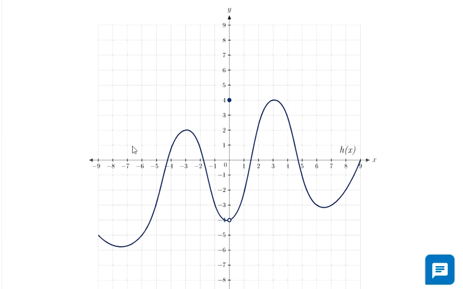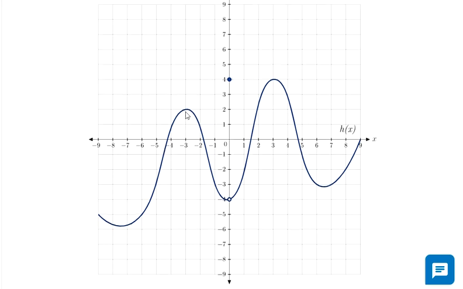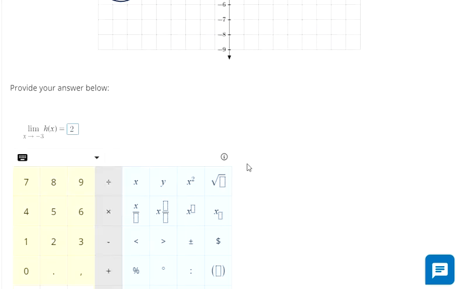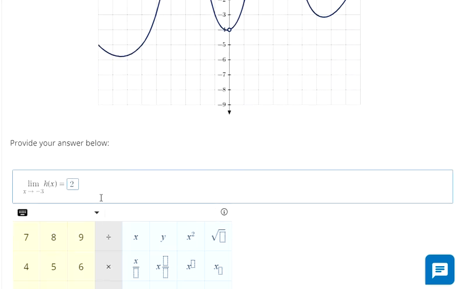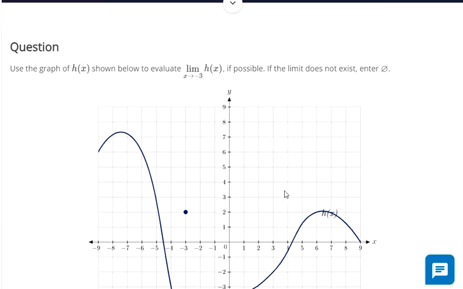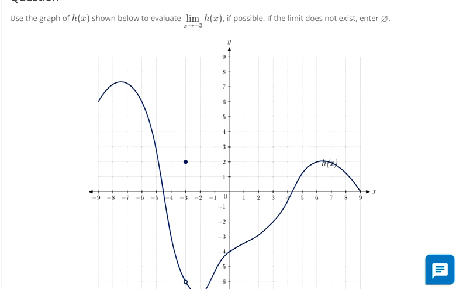Okay, that's why I said at the beginning, a limit is, roughly speaking, a y value as you get closer and closer to some certain x value. So we get closer and closer to a y value of 2 as x approaches -3. Let's see if it gives us another one. Yeah. This one also wants us to approach -3.